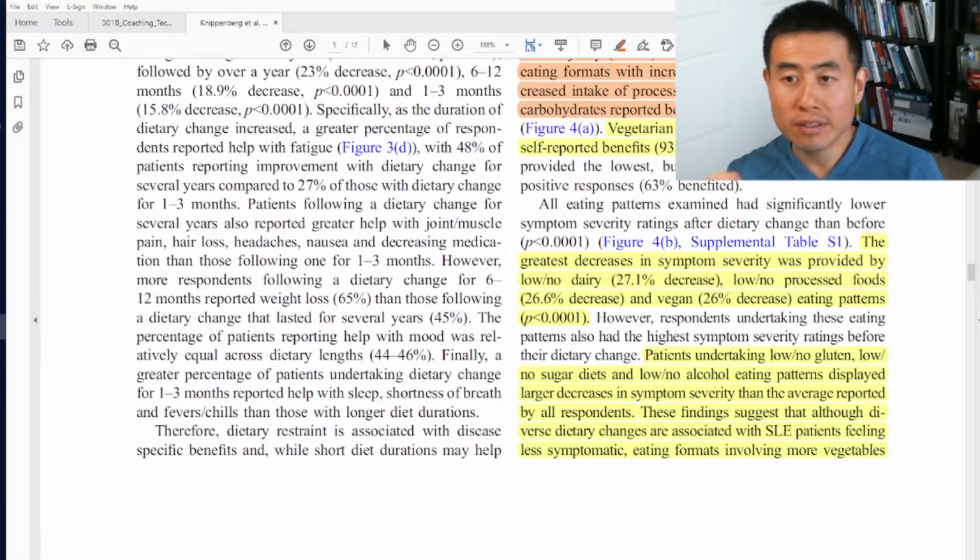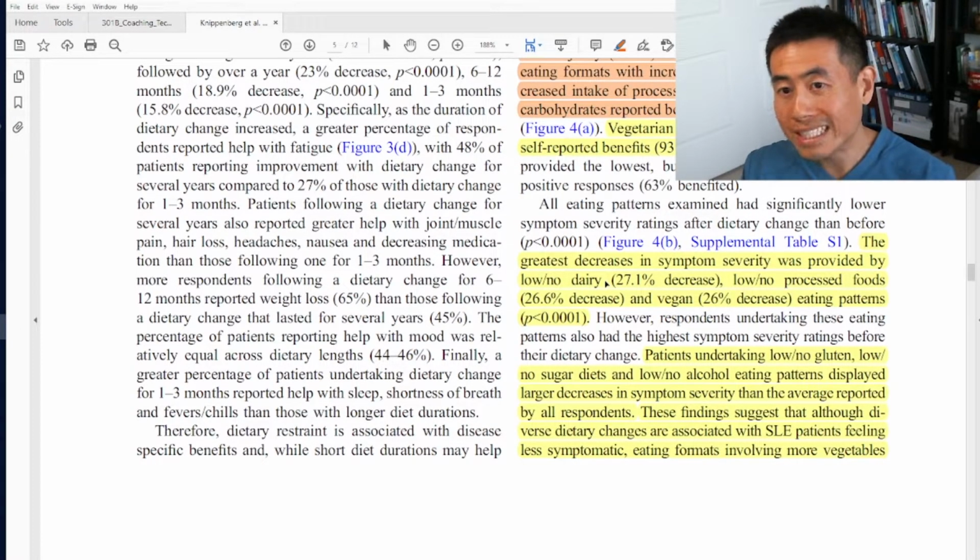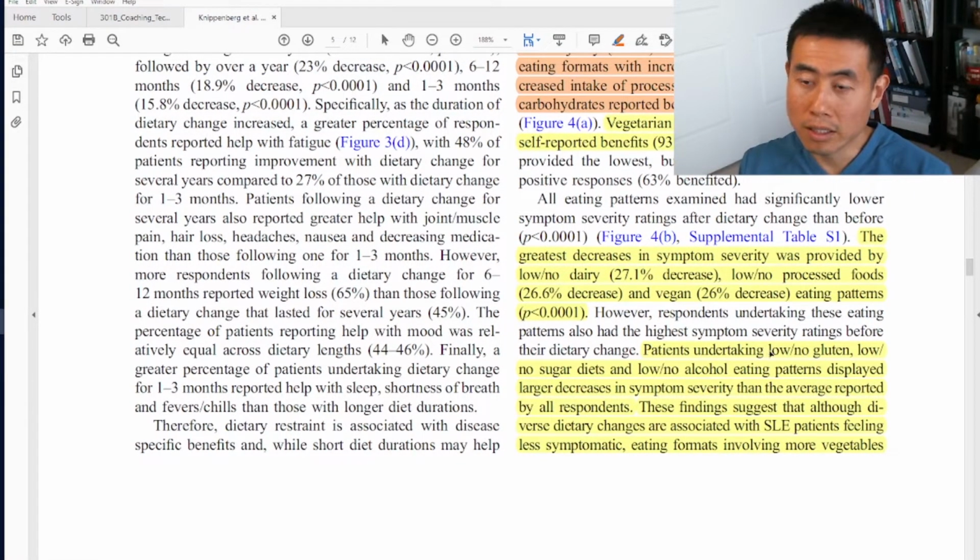So what kind of dietary food intake pattern led to the best improvement in disease activity in the lupus patients in the study? They mentioned right here, I highlighted in yellow, the greatest decrease in symptom severity was provided by a low or no dairy intake, which led to a 27% decrease in disease activity, low or no processed food, which is around 26%, and how about a vegan diet also, around a 26% decrease in disease activity. And also the respondents who had a lower intake of gluten, a low or no sugar diet, and minimal alcohol had also an improvement in their disease activity as well.